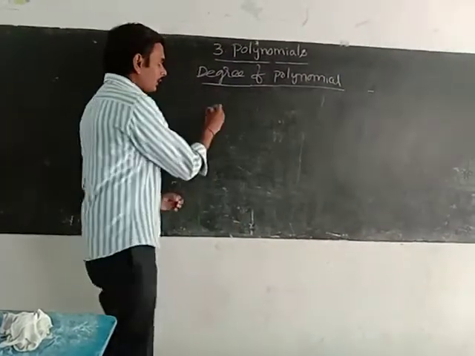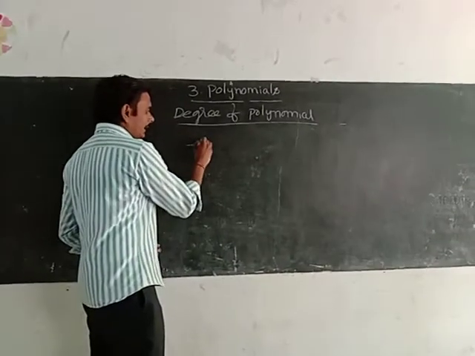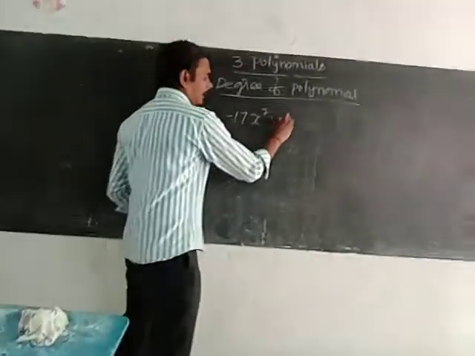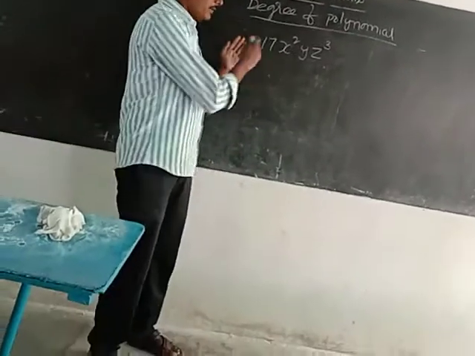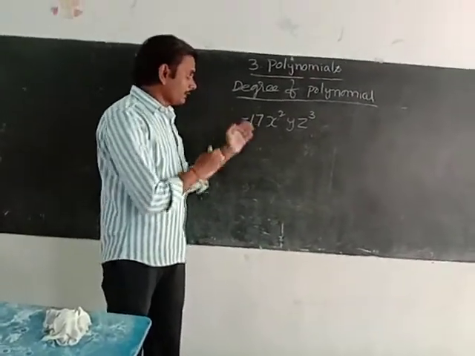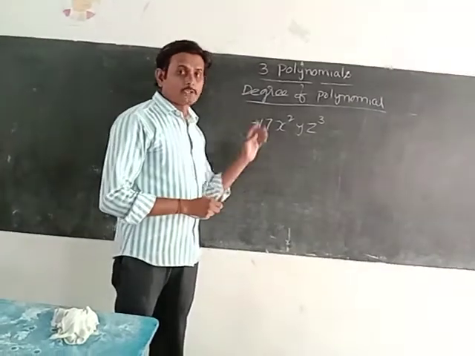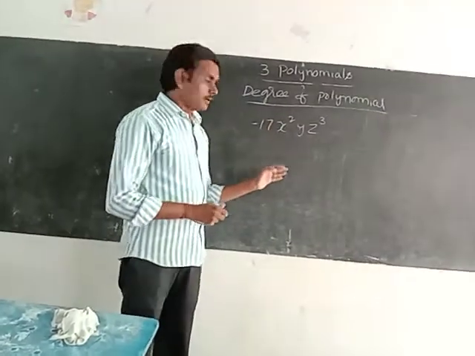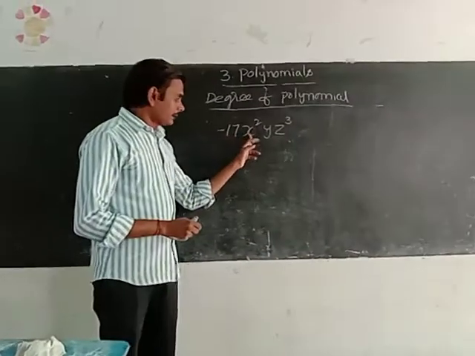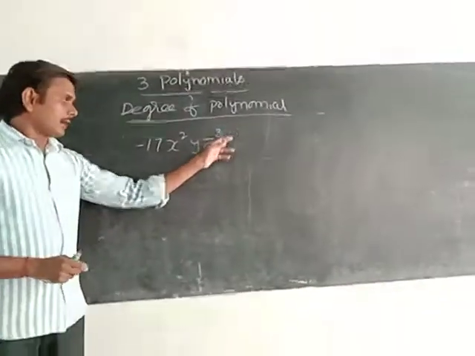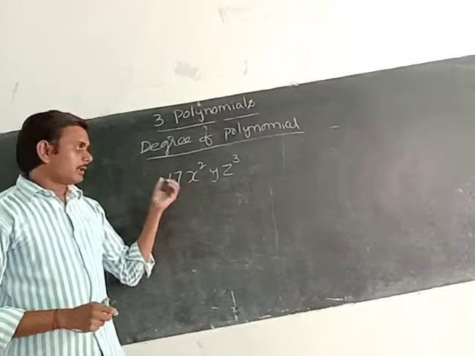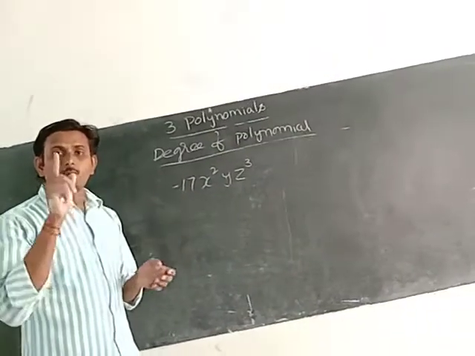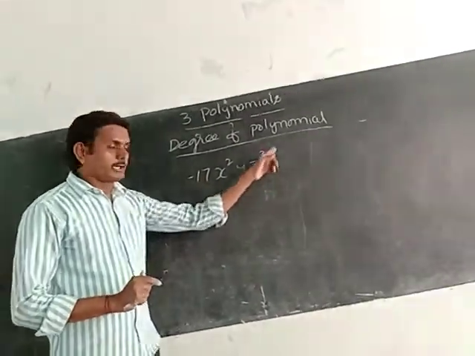Okay, degree of a polynomial. For example, I take minus 17 x squared y z power 3. By saying this, we can identify three variables. We don't say these are three terms. The 17 x squared y z power 3, all are multiplying. Whenever all are multiplying or dividing, those are considered as one term. This is one term only.